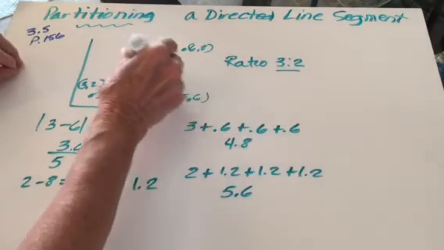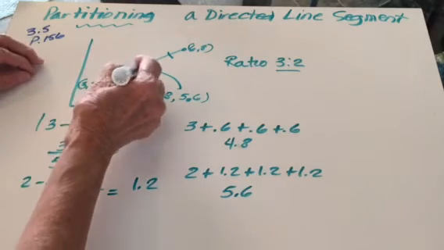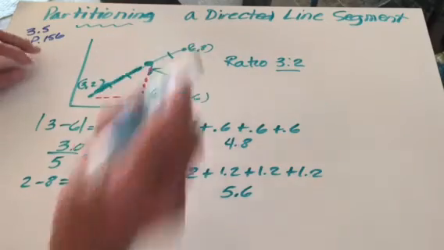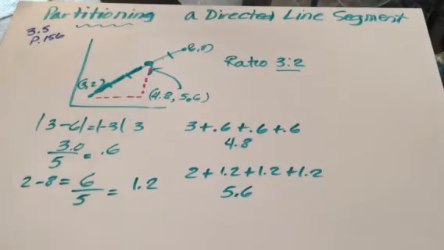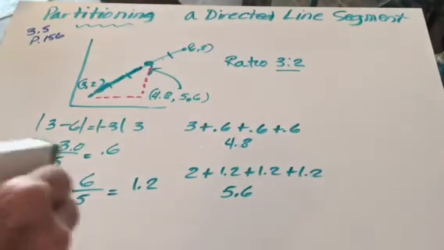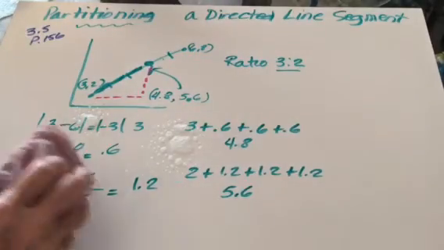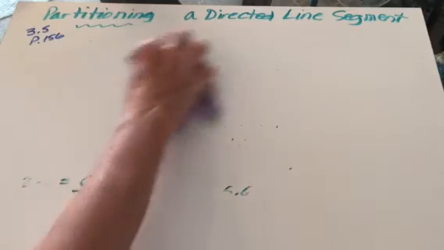This number right here is the dividing point between 3 sections on the bottom and 2 on the top. The ratio is 3 to 2. All right, let's do another one to give you another idea. You guys need to be copying this down in your notes.